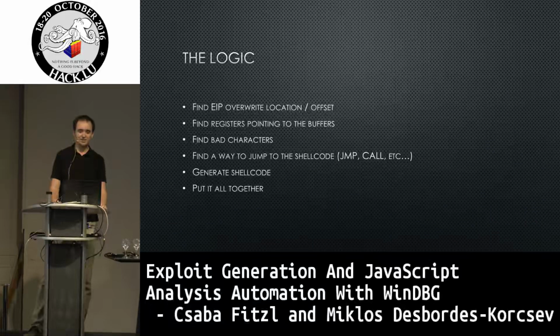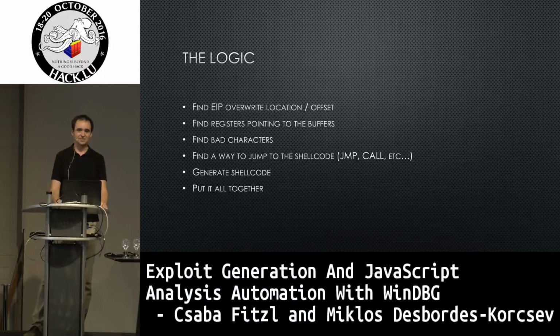It will find all the bad characters, which are not supported by the application, or which can make your exploit not work. It will find ways to jump to your shellcode. It will try various methods like jumping to a register, calling the register, or pushing the register value and returning to it. It will generate the shellcode.